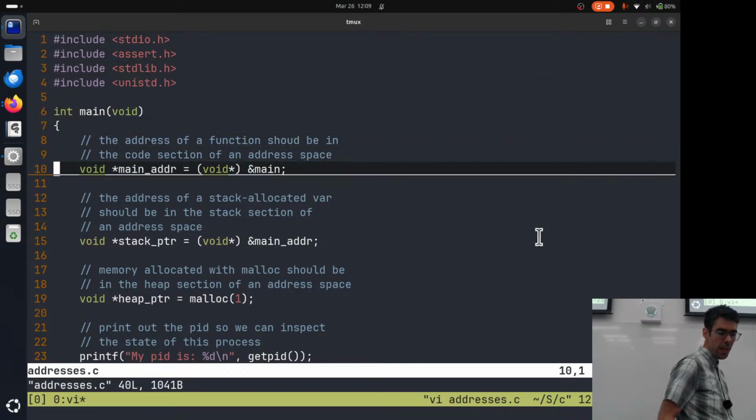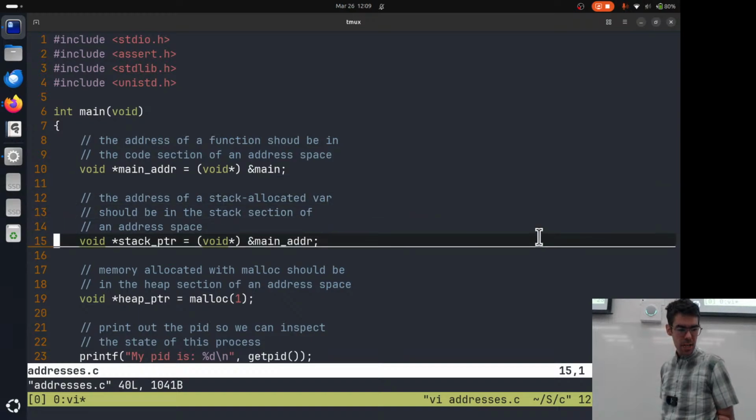The first thing that we're getting here on line 10 is the address of the main function. This should be somewhere in the code section. This is going to be the address of where our main function starts. On line 15, I'm taking the address of the variable that I just declared. The address of the main function is in my code section, this is the actual code that I'm executing on the CPU. The address for this variable, it's a stack allocated variable, so it should be in the stack region somewhere.